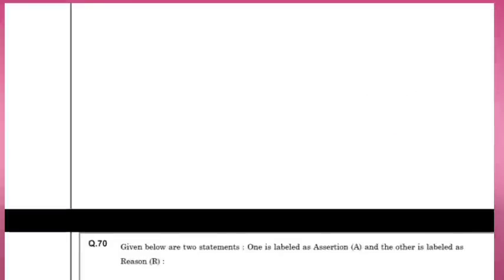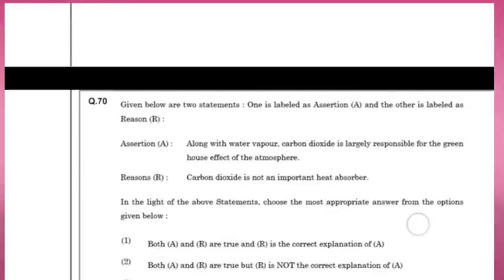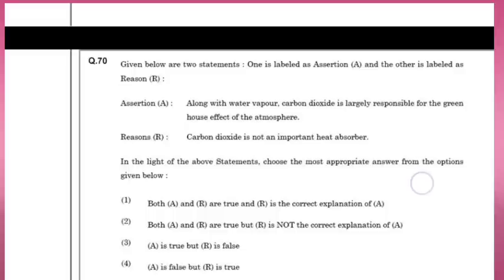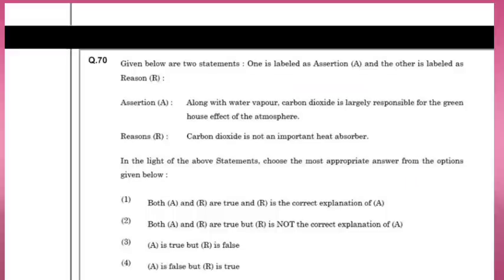And next question. Assertion: water vapor and carbon dioxide are largely responsible for the greenhouse effect of the atmosphere. Reason: carbon dioxide is not an important heat absorber. So definitely the answer is 3, A is true but R is false. Option 3 is the correct answer.